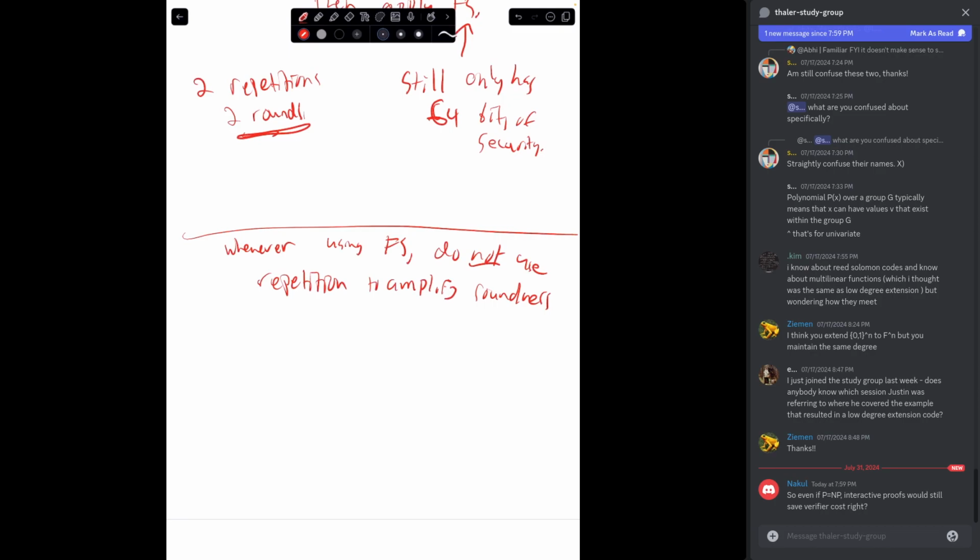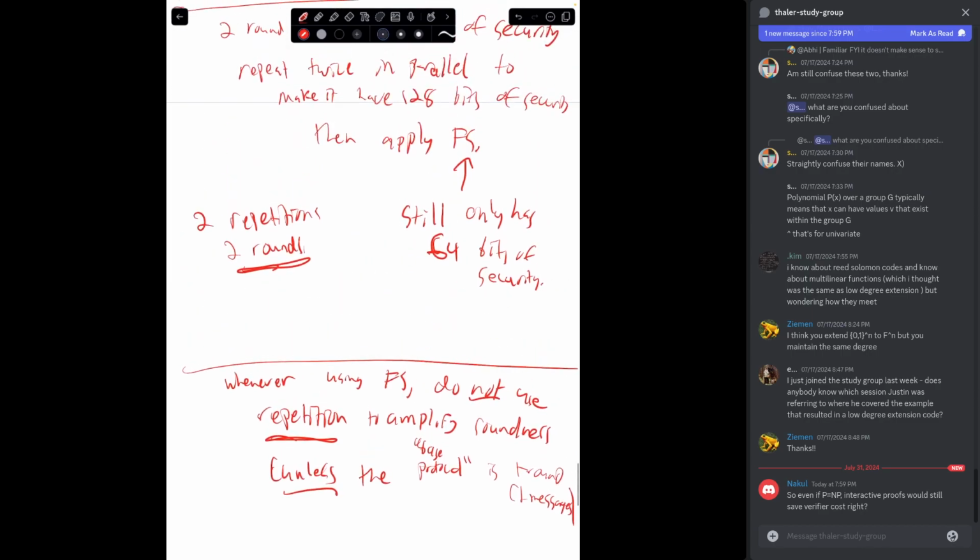And, again, it is okay if the so-called base protocol that you'd be repeating is 1 round, 2 messages. Okay. So, if the base protocol is 2 messages, it turns out everything's fine. You can do parallel repetition and Fiat-Shamir.